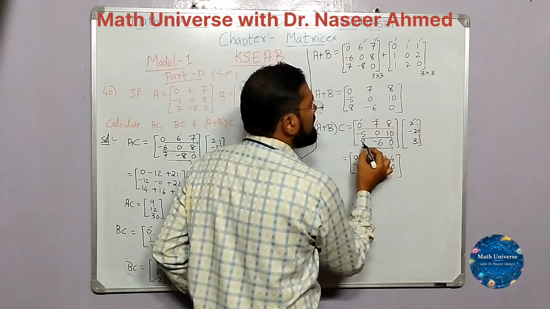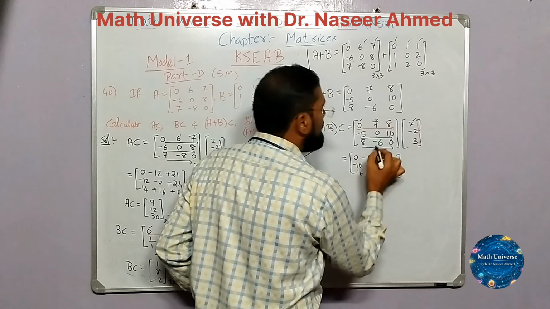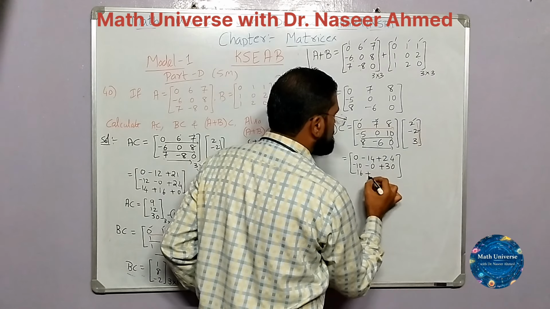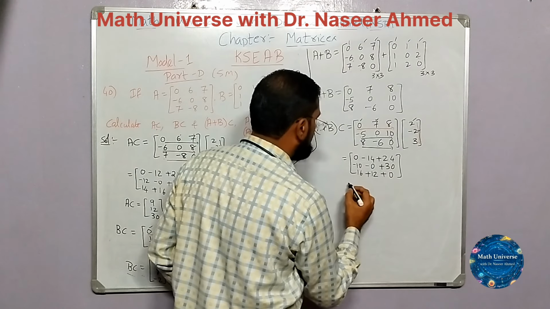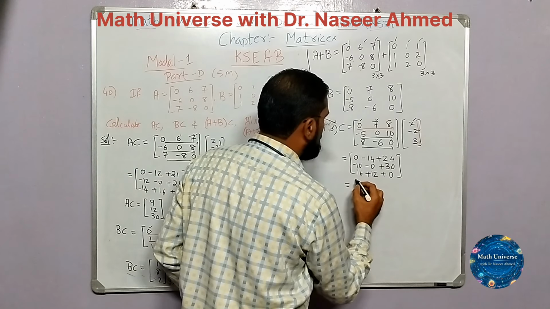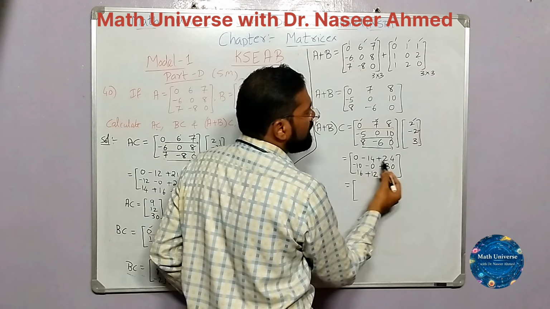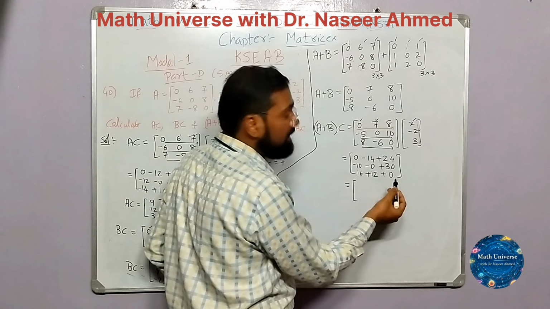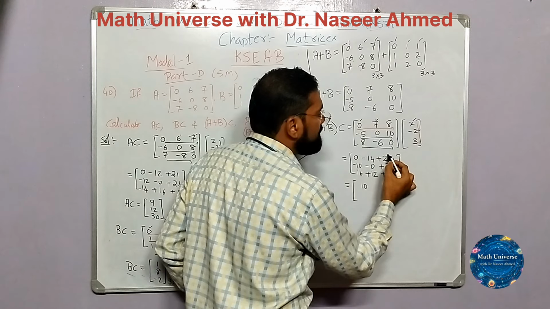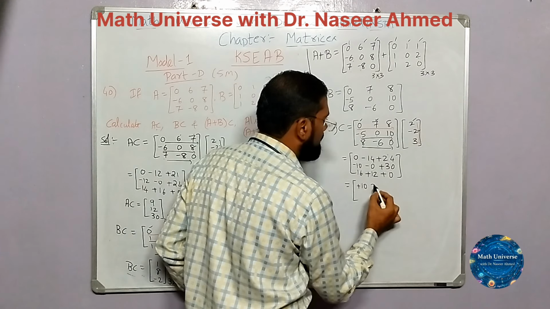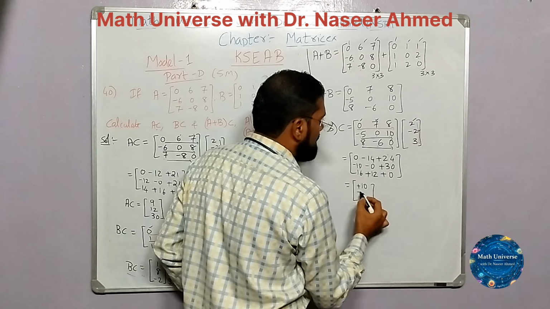Then third row with the first column again, 8 into 2 will be 16. Minus 6 into minus will be plus. 6 2s are 12. 0 into 3 will be 0. Now let us perform the simplification and I'm going to add this, simplify this. So 0, okay, no problem. Minus 14 plus 24, signs are different, we have to subtract. So 24 minus 14 will be 10 and in this largest number is 24, sign is plus, so I write plus here. Minus 10 plus 30 will be 20. 30 is the largest number, so again plus 20.